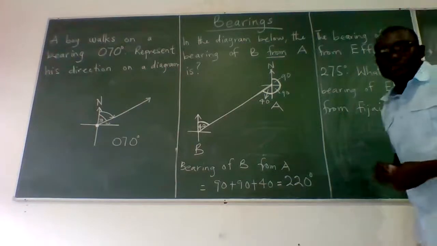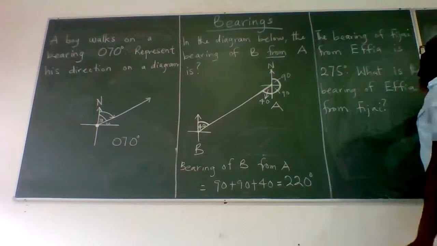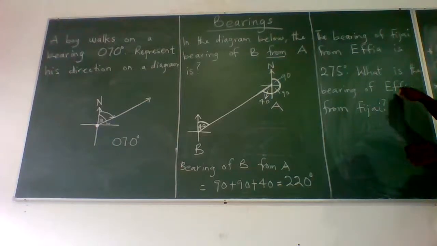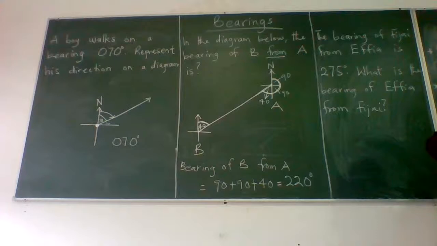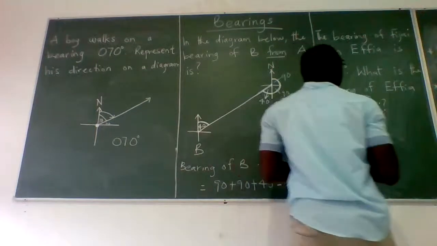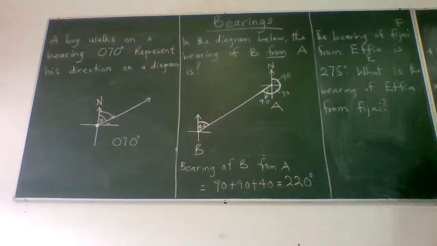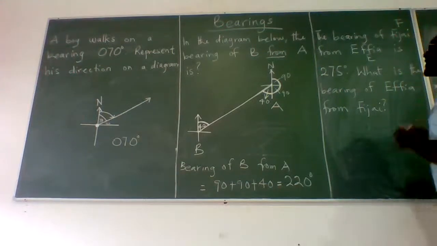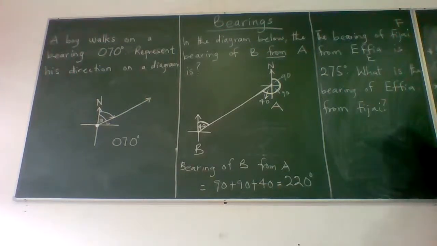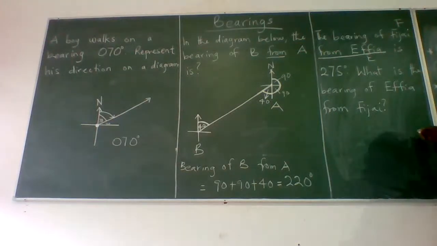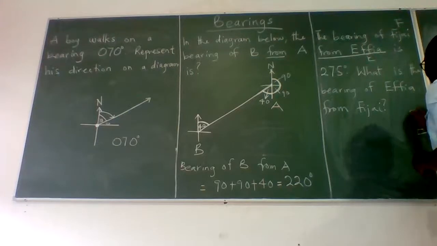Okay, so this example also says that the bearing of Jai from Fia is 270 degrees. The bearing of Jai from Fia is 270 degrees. Now, what is the bearing of Fia from Jai? So let's say you are keeping F for Fia and you are keeping E for Jai. So the first thing you must look out for is the first direction, and that one should be taken from Fia. So let's say this is our point E.